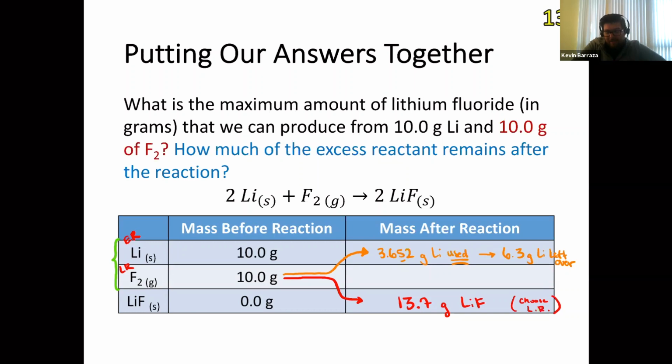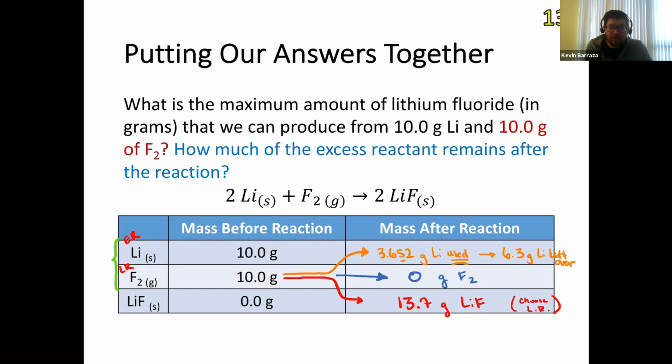No, this is something that trips up students all the time. The definition of a limiting reactant is that it limits how much we make because it gets completely used up. So how much limiting reactant is left at the end? It's going to be 0 grams of F2.